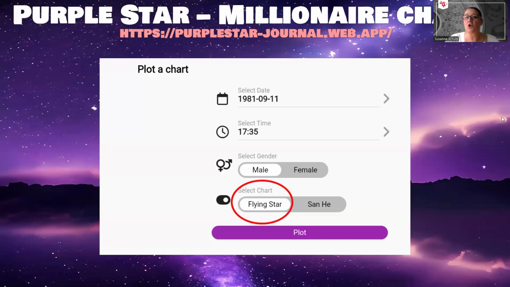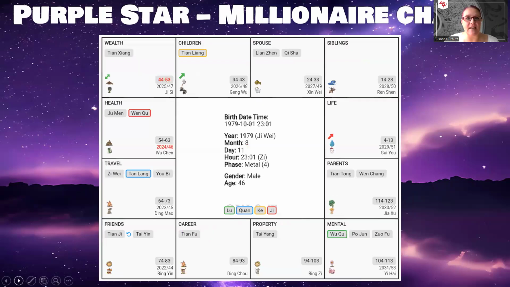And don't worry, Purple Star Astrology is based on the lunar calendar, but you just input your regular date and time of birth, and this plotter converts automatically to lunar time. Yeah, so don't get confused. Just put your normal, your actual date and time of birth into the plotter, and then select the flying star option for the chart plotting method, right? Then you plot the chart and you will get something like this.